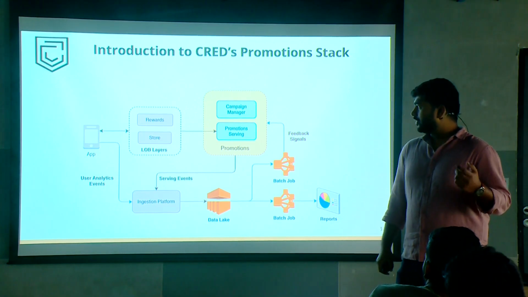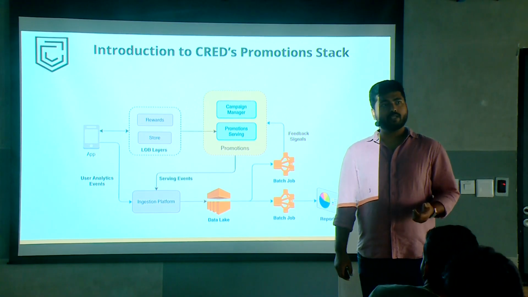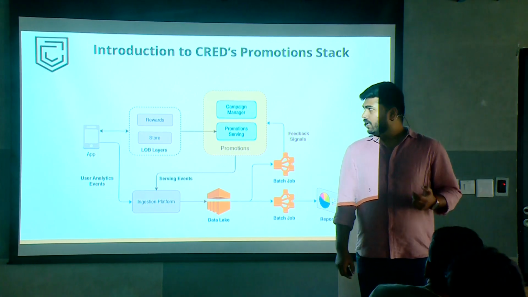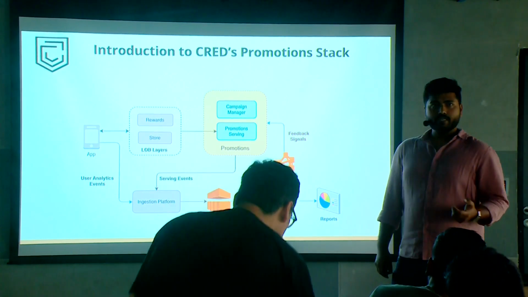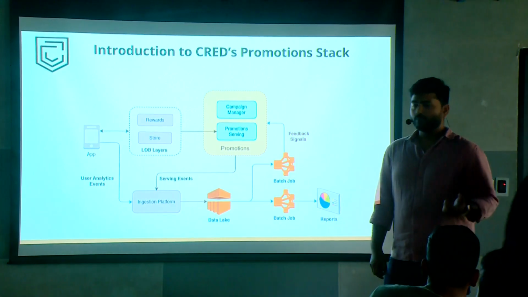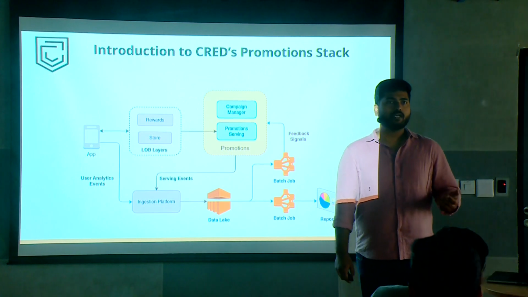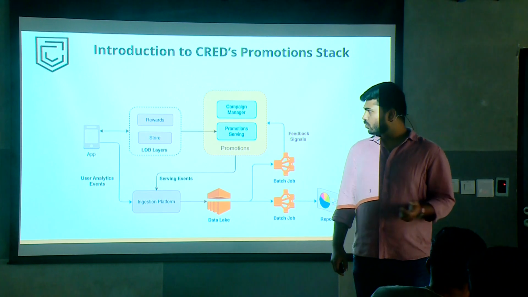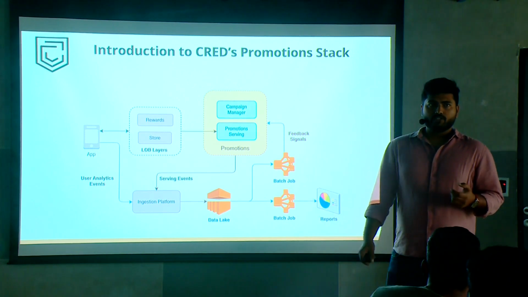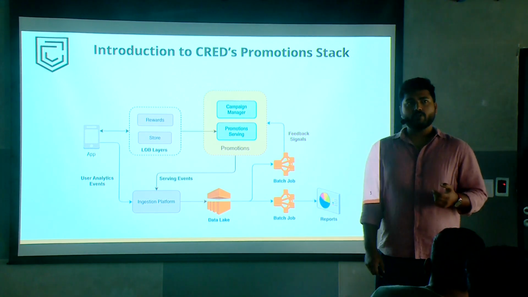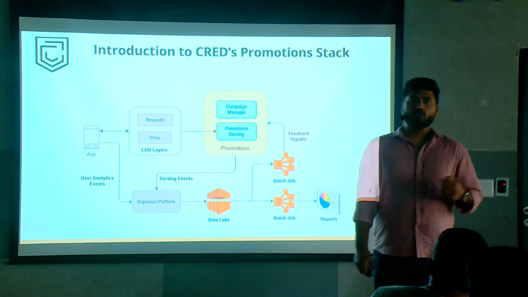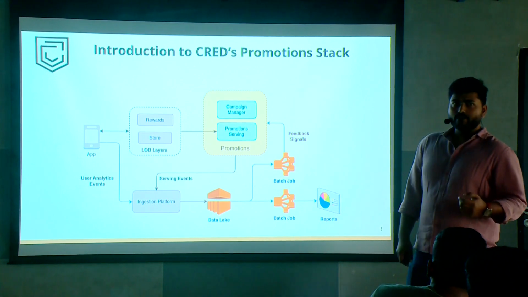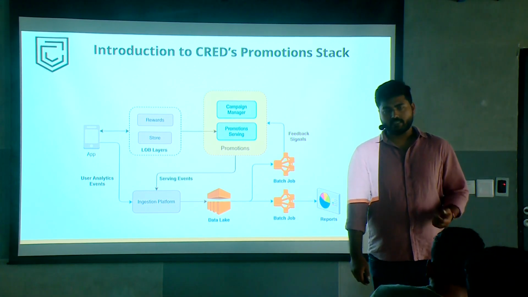Whenever the app page loads, it calls the LOB for the page load. It calls promotion stack to get the most relevant information. Promotions serve the content, which is served back to the app. When the user interacts with the content, we gather all this information as user analytical events that flow through our ingestion platform, which dumps it to a data lake where we had batch jobs, which would get the most insight of what content has been served, like the performance of the content and everything.